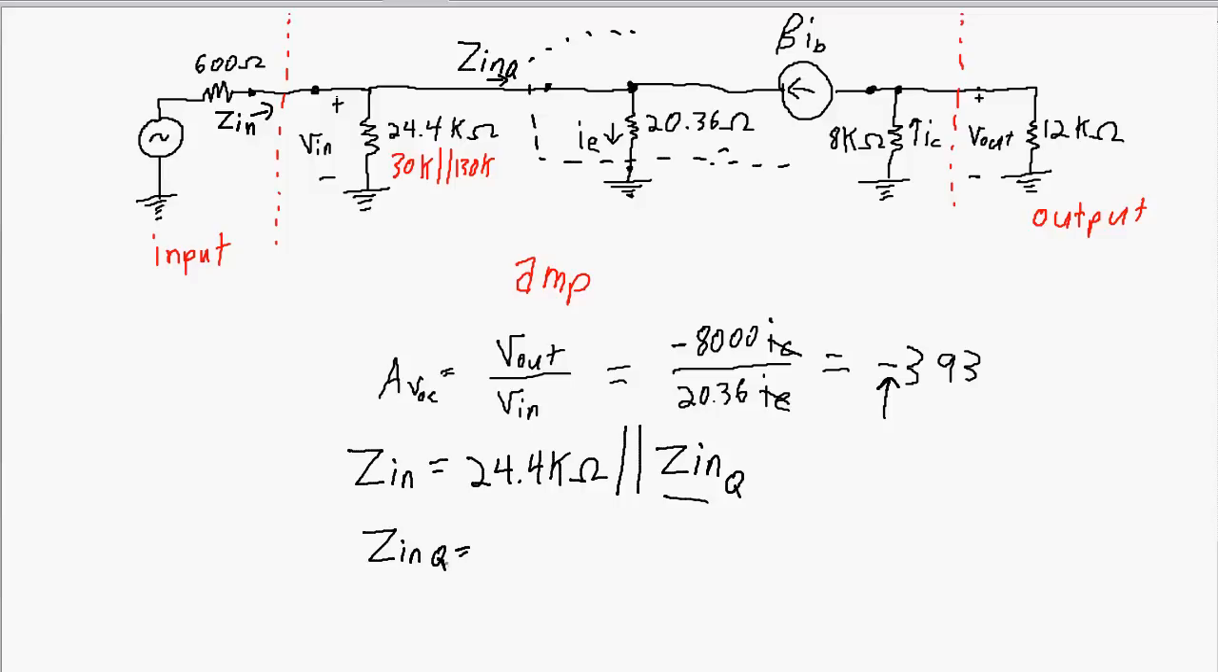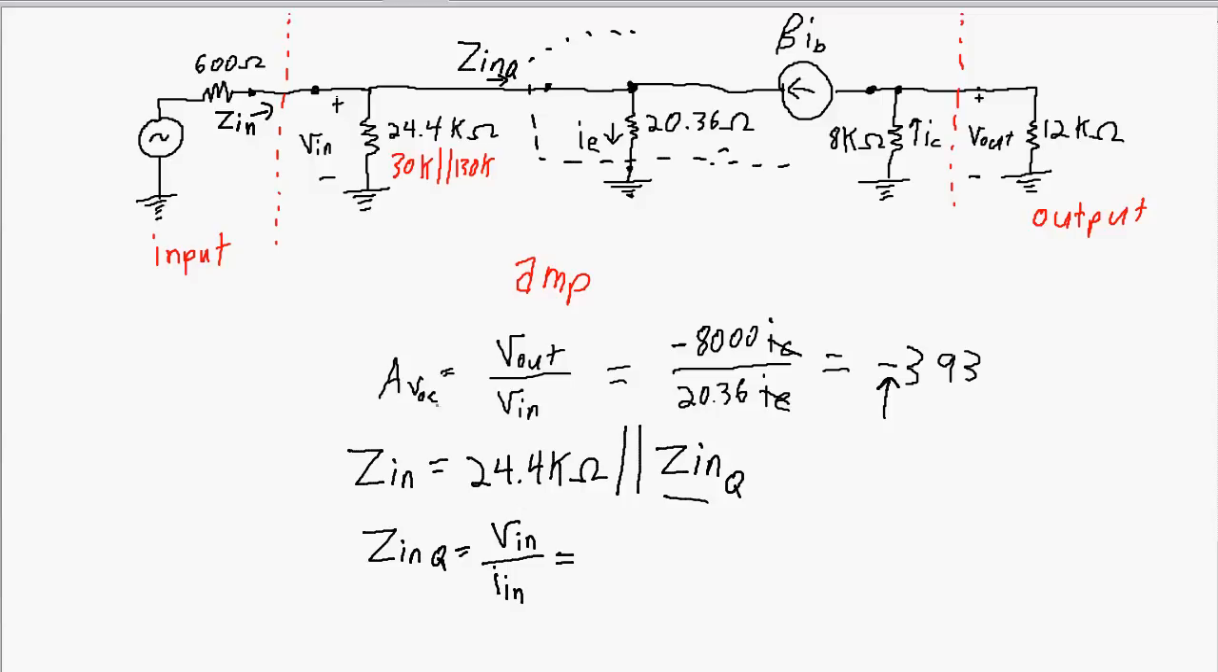The definition for input impedance is going to be the voltage applied at the input, which you can see is Vin. It's the same voltage as Vin. So we're looking at this point, which is our Vin voltage, or this point with respect to ground, divided by the current that's going into the input. Well, the current into the input here is the base current.